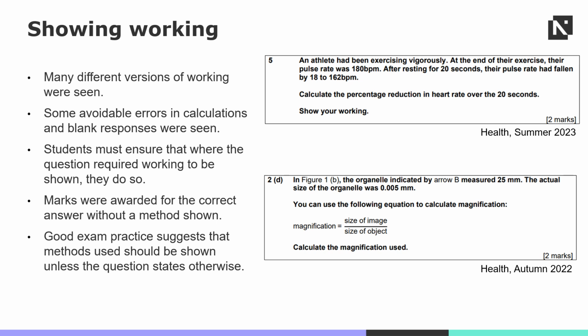The second question is the one we just did on the previous slide. And this, again, most students could do, although there were errors in calculations seen and also some blank responses. This question does not require the students to show their working, so it is possible to gain full marks with just the answer, although good exam practice would suggest that methods should be shown unless the question states otherwise. It's very important for students to show their working because it's easy to trip up and make a mistake in a calculation and lose marks through that.